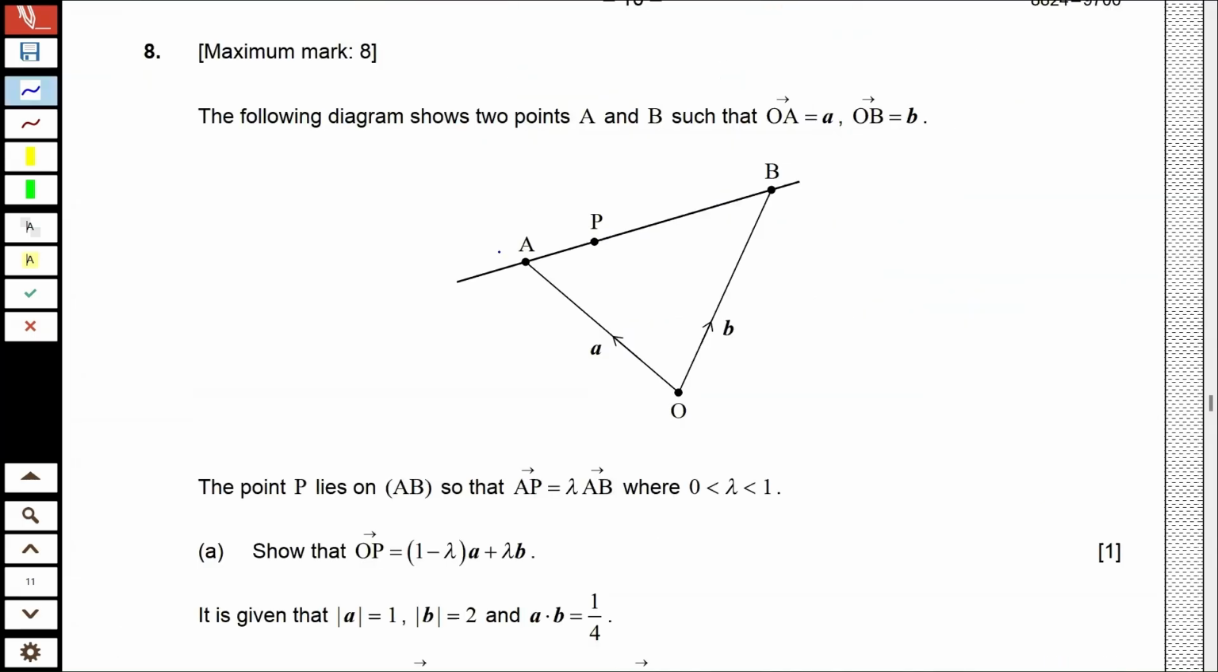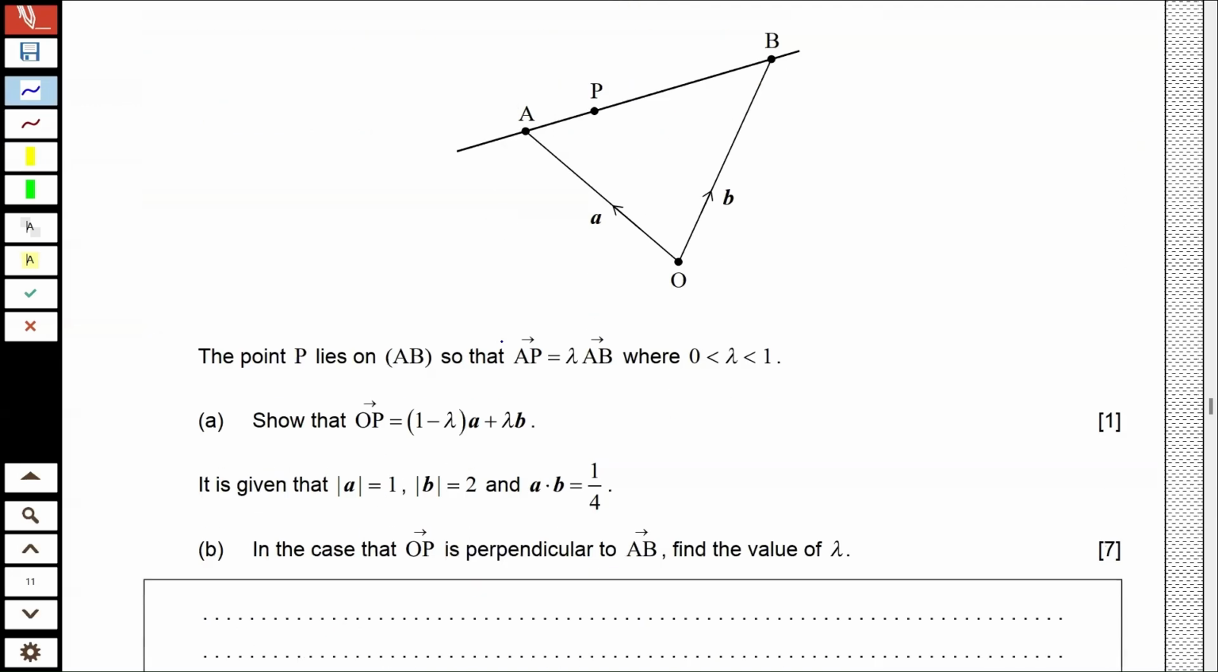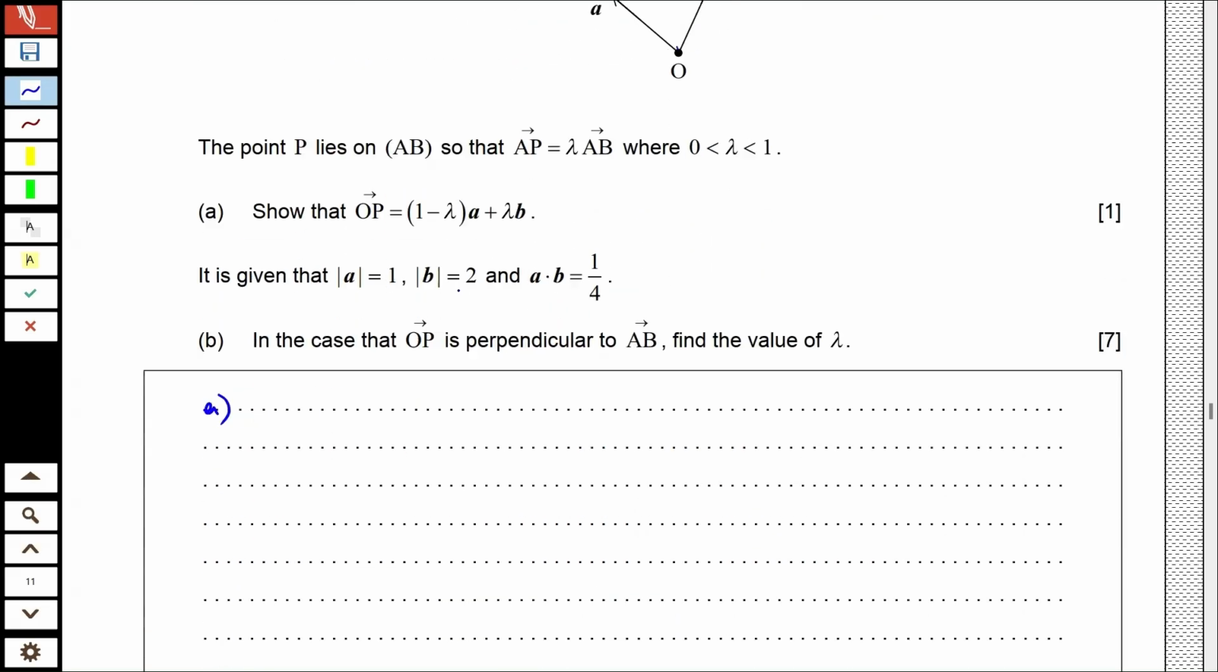Question 8. The following diagram shows 2 points A and B such that the vector OA equals A, the vector OB equals B, and the point P lies on AB so that AP equals lambda times AB, where lambda is between 0 and 1. Show that OP equals (1 minus lambda) times A plus lambda times B.